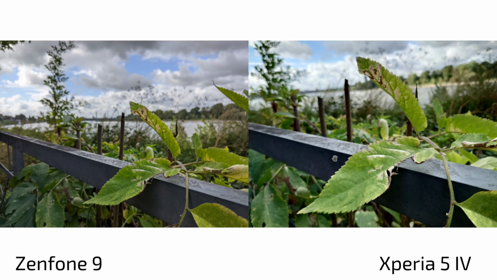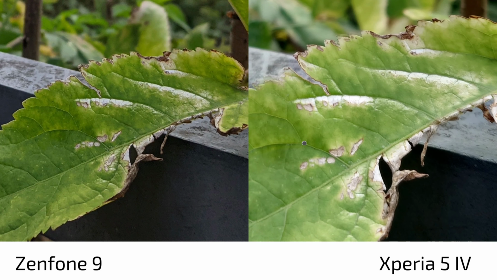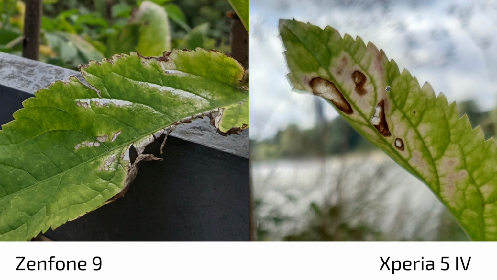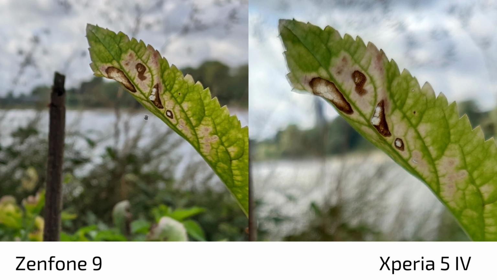When it comes to close-up shots, very close both, with warmer colors on the 5 Mark IV, cooler colors on the Zenfone 9. The Zenfone 9 has more contrast here, where the Xperia 5 Mark IV doesn't have so much contrast. And if you go to the top, you can clearly see that there is some kind of HDR going on, as we get like a double picture. We don't have this so much here on the Zenfone 9.